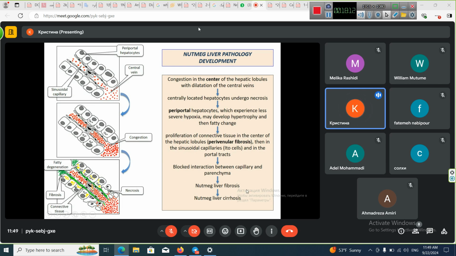And finally, what we have is nutmeg liver fibrosis. Fibrosis means overgrowth of connective tissue, and cirrhosis means combined overgrowth of connective tissue and death of parenchyma. Parenchyma means the main tissue which performs the main function of the organ. In the case of liver, parenchyma is hepatocytes. So finally we have dead hepatocytes and overgrown connective tissue, mostly at the periphery where we have the portal triad.